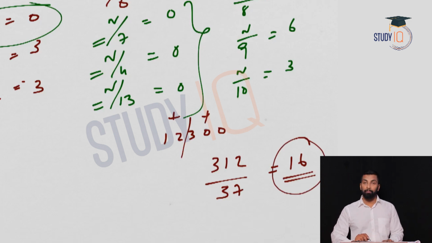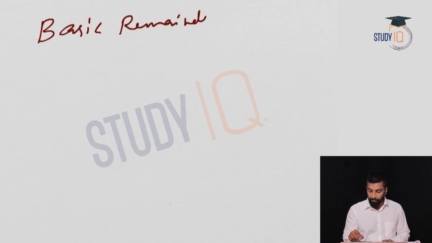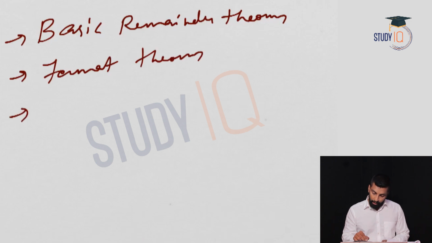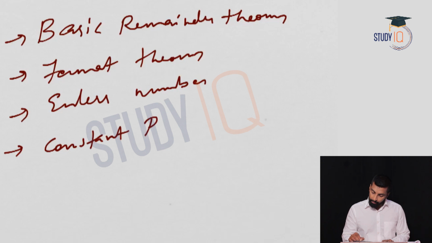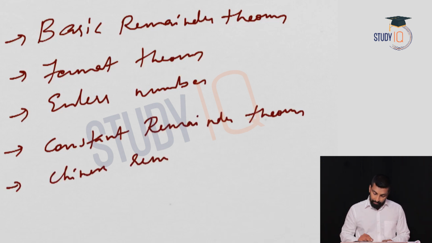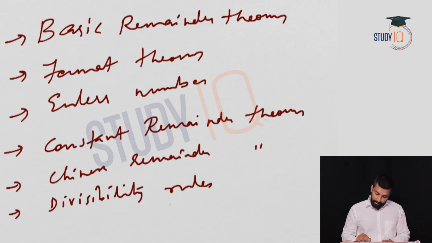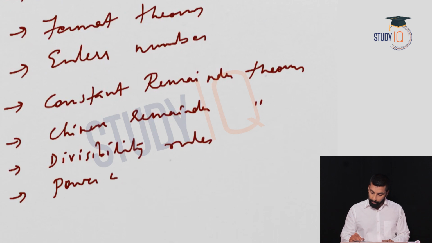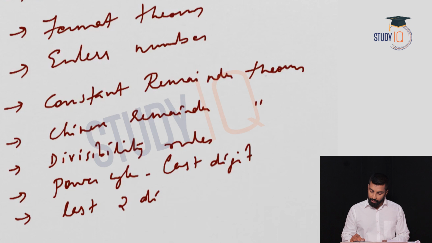So I hope you have done with remainders completely. So what all things did we do? We did basic remainder theorem. We discussed Fermat's theorem. We discussed Euler's number. We discussed constant remainder theorem. We discussed Chinese remainder theorem. We discussed divisibility rules completely. We discussed power cycle or last digit questions. We discussed last 2 digits questions.